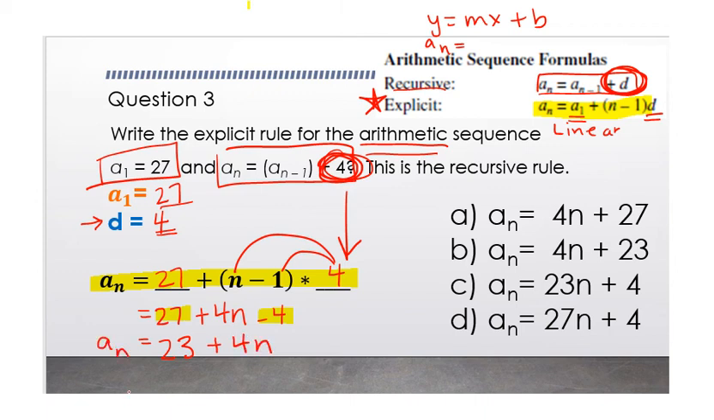It's my notation. So then I just go match that up. Notice how they have, in my answer choices here, they have the n terms listed first. They have the slope first. So I can flip-flop the order of this so that it matches what's going to be in the multiple choice. So 4n plus 23, that matches with choice B. So choice B would be the correct answer for question number 3.